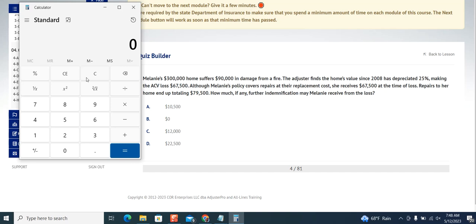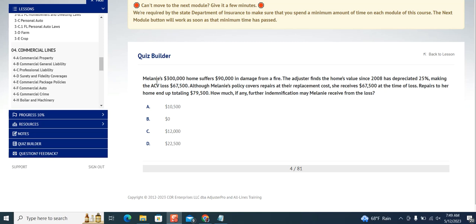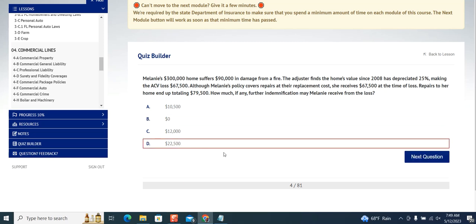Repairs to her home end up totaling $79,500. How much, if any? Let me pause this video so I can think for a second. Yeah, I ain't gonna hold you. And you can't remember the formula. We're gonna go with D. That's the wrong answer. Yeah, I don't even know.